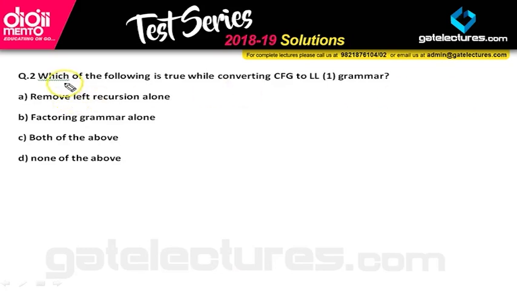So we have our next question, which says: which of the following is true while converting a context-free grammar to an LL1 grammar? We know that an LL1 grammar is a context-free grammar, but it is not necessarily true that every context-free grammar is also an LL1 grammar. Because a context-free grammar is sometimes ambiguous, and we do not parse ambiguous grammars with LL1. So they are saying it can be converted by removing left recursion alone, or factoring the grammar alone, or both of the above, or none of the above.